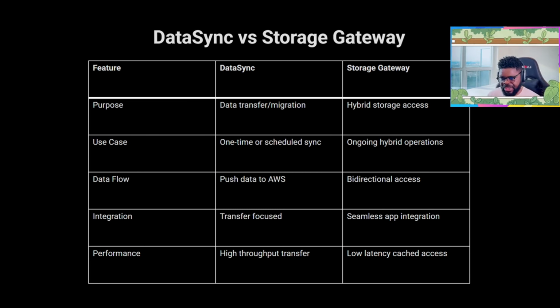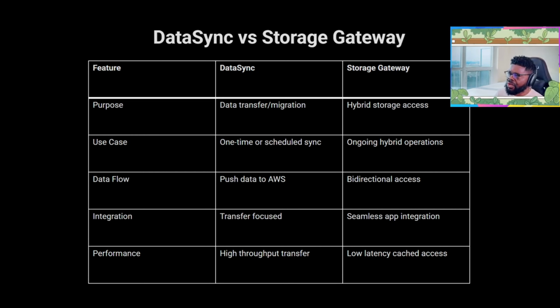And if you think about the data flow, for DataSync it's really pushing data to AWS, but for Storage Gateway, it's bidirectional access. The data, you can access it in S3, you can also access it locally. So both sides, you're accessing data and you're syncing almost bidirectionally. If you create it locally, it's going to sync to S3. If you push a file to S3, it's going to sync back to your local machine.